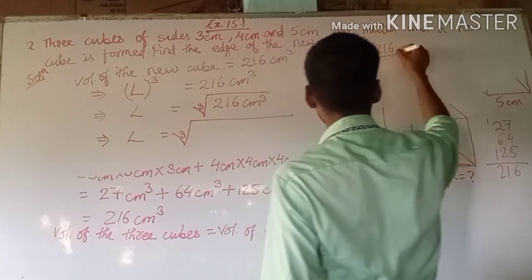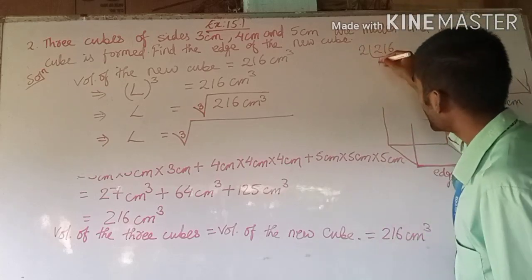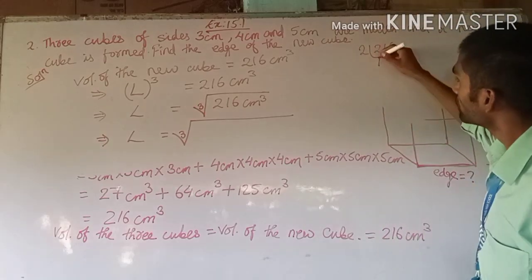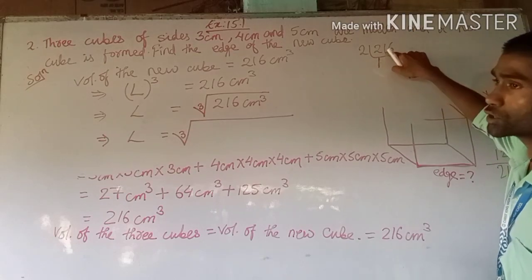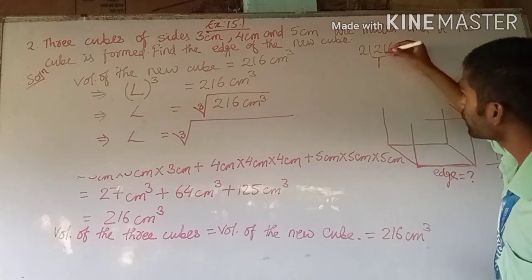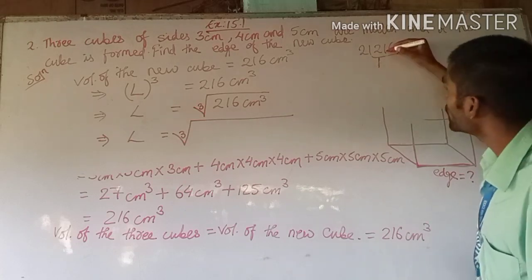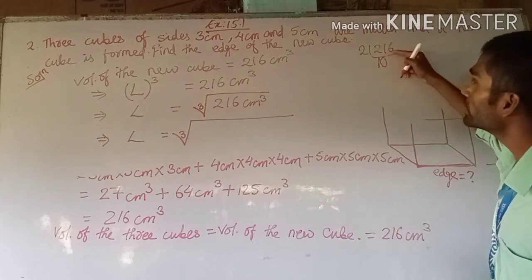216 is divisible by 2, so we will divide it by 2. 2 one time is 2. Now the next number is 1. It is less than 2, so we cannot divide it. So we'll take both the numbers, 1 and 6, together. When we are taking two numbers together, we'll put a 0 here and then we will divide it.